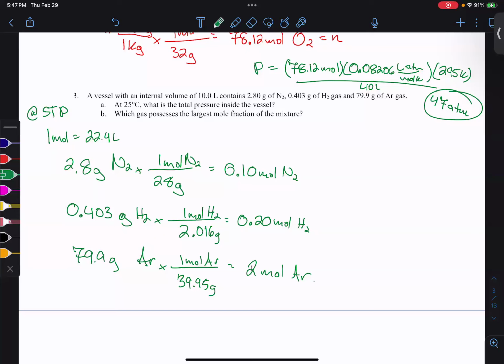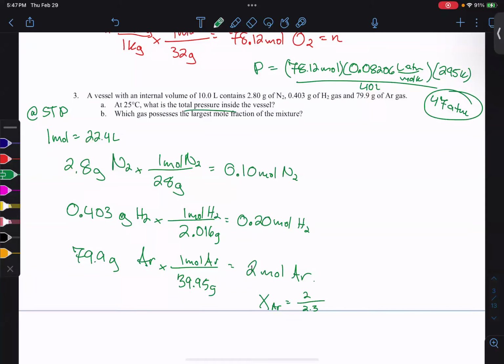So without doing any calculations, which gas has the highest partial pressure? Argon, yeah, because it has the most moles of gas. So which gas sample also has the largest mole fraction? Also argon, because the mole fraction of argon is going to be 2 over, what, 2.3 moles? And that's like 80-something percent. All right, 80% of our sample is argon. So that means 80% of the pressure of this vessel is going to be argon.